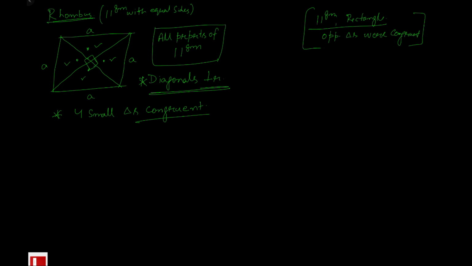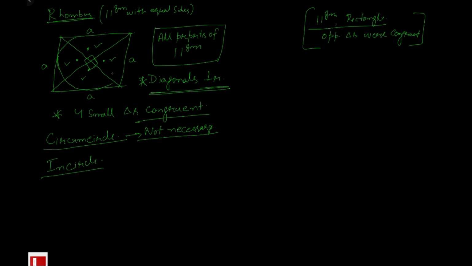That is one thing. Secondly, here, can you draw a circumcircle passing through all four vertices? Not always, because that will be a specific situation. Not necessary, I'll say. Okay. In fact, it will be possible only if it becomes a square. But can you draw an incircle in a rhombus? Yes, definitely you can draw an incircle in a rhombus. What will be the center of that incircle? That will be the point of intersection of diagonals.